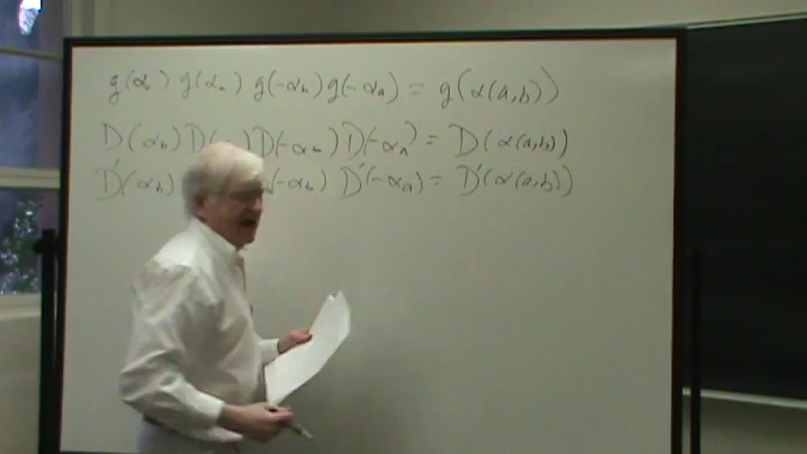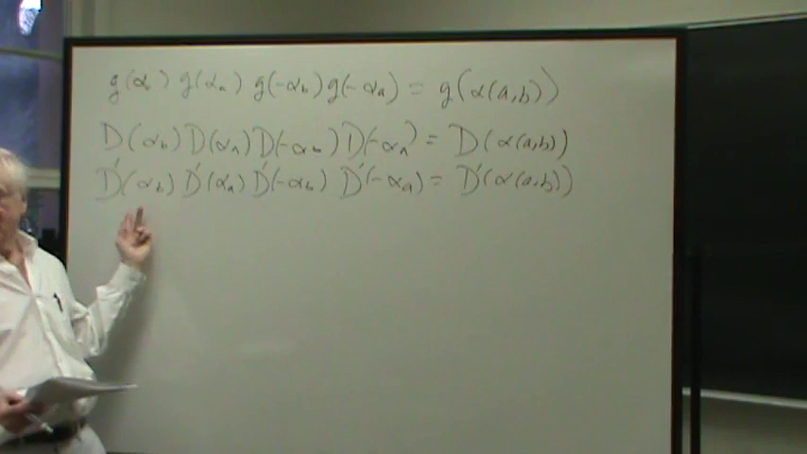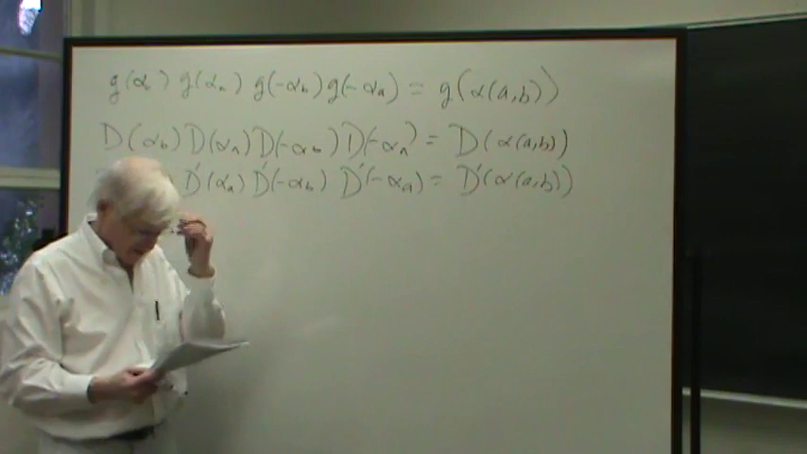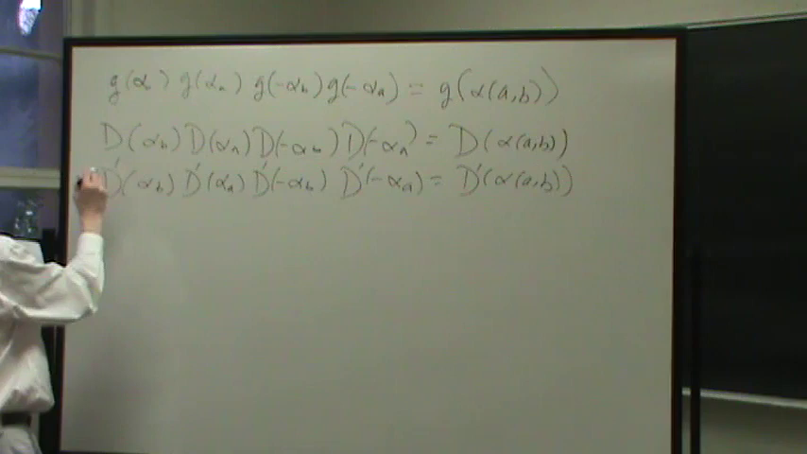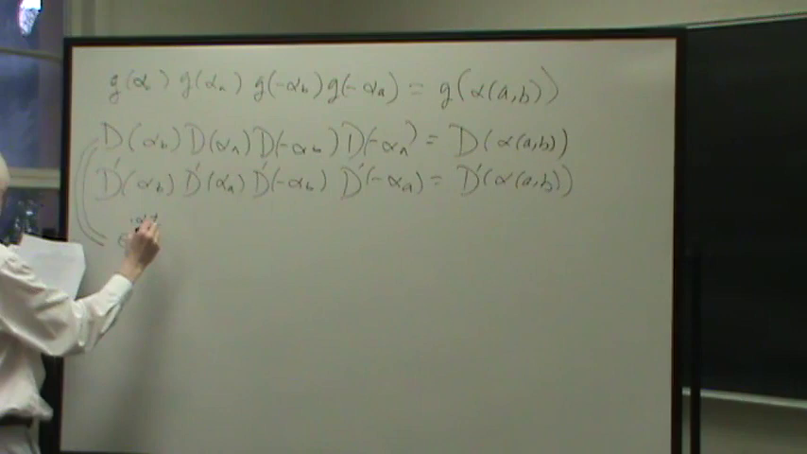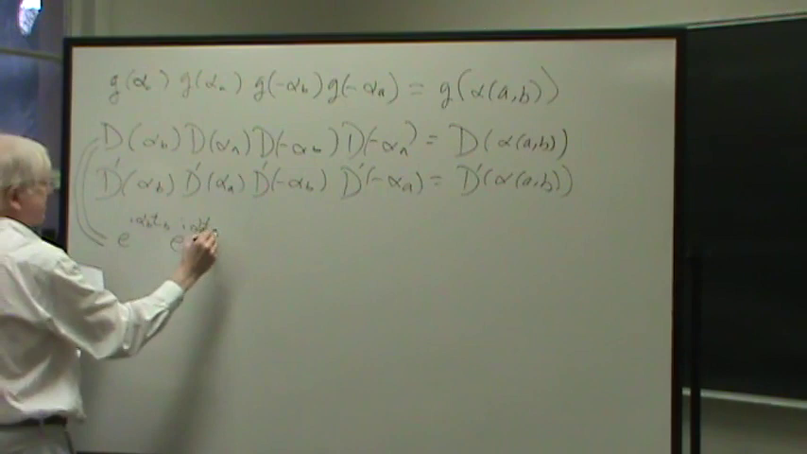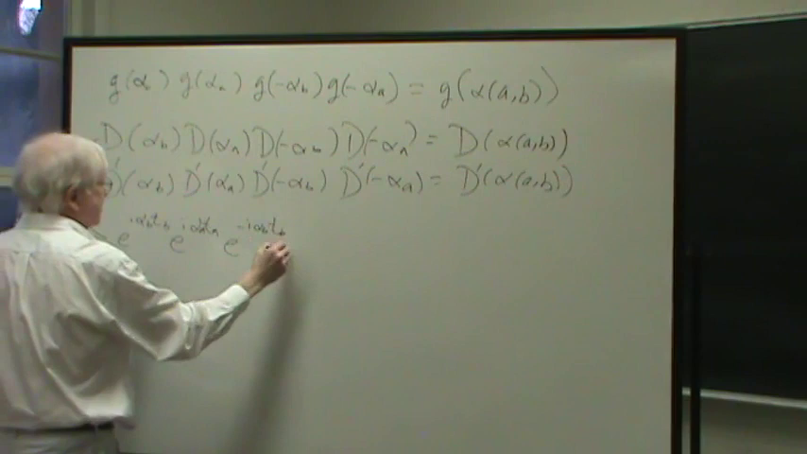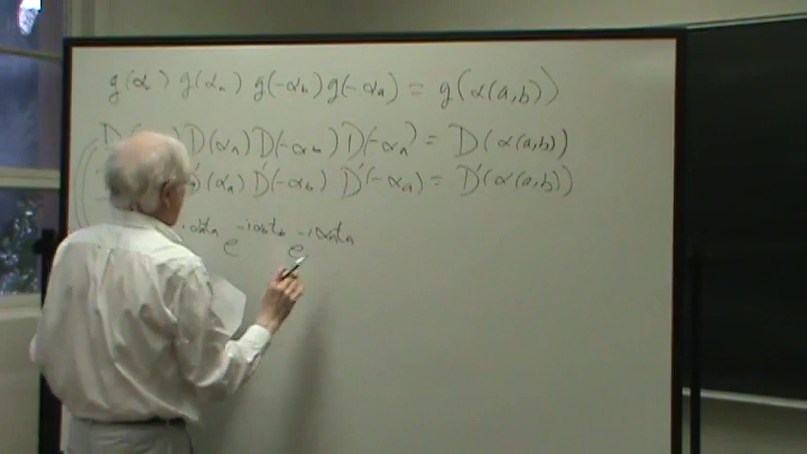Now the alphas represent the element of the group. So if you have two representations, they both have to respect the multiplication law. And this is a four-term example of the multiplication law. What this would look like in the first case: this one would be e to the i alpha b tb, this one would be e to the i alpha a ta, this would be e to the minus i alpha b tb, and e to the minus i alpha a ta, all the alphas being super small.